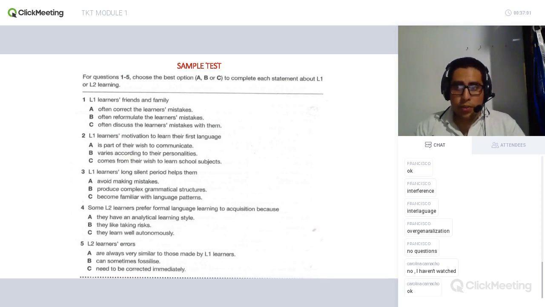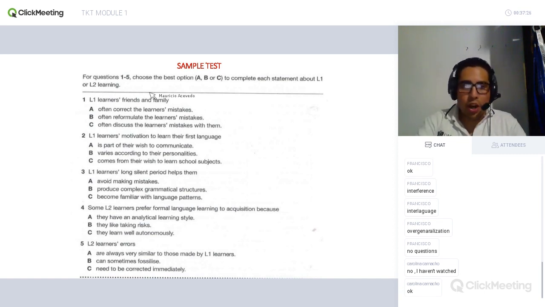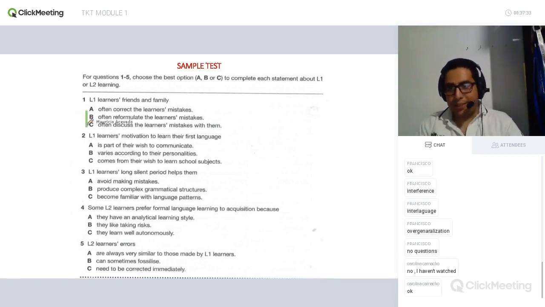Okay, so I'm going to read the instructions and let me know if you have a question. For questions from 1 to 5, choose the best option, A, B, or C, to complete each statement about L1 and L2 learning. So you just need to underline which completes this first part better. For example, L1 learners, friends, and family, and we have these three options. So you just need to decide which one is the best in this case.